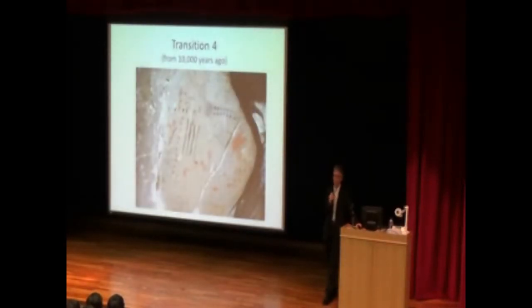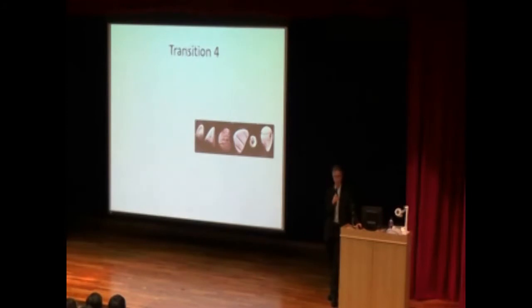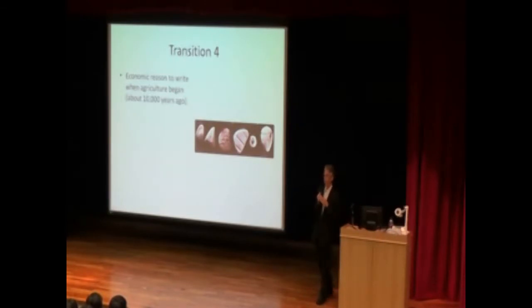So here we have transition four. We can see we're getting much more recognizable to spelling now, aren't we? Because we've got strokes and dots. And here we have some sort of tablets or stones and markings on the stones to represent something. So around 10,000 years ago, when agriculture began, everything really changed because then you had divisions in society. Some people were rich, some people were not rich, and you had a need for accounting.